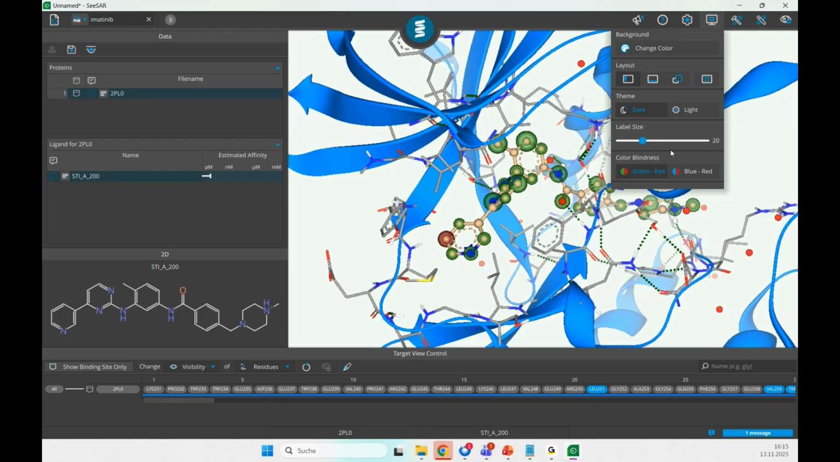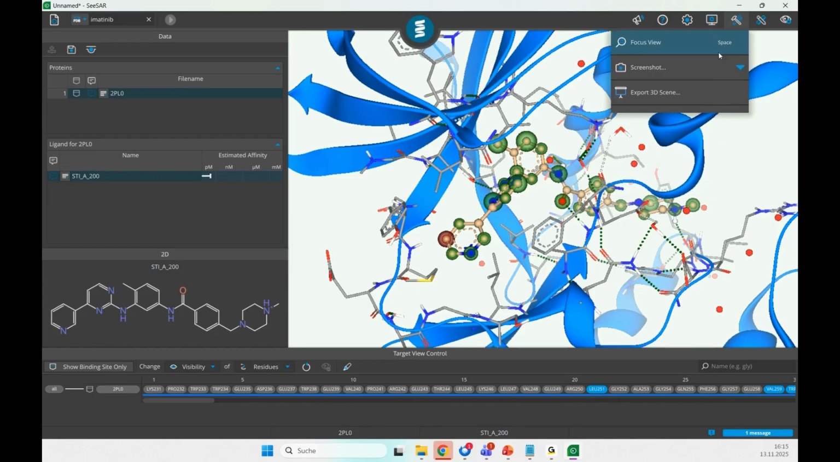Another thing we have considered, obviously, is color blindness. So if you would like to work with something where you can easily differentiate between green and red, make it more adaptable, we also support functionality where the HYDE spheres, so our affinity indicators, can be recolored as well.